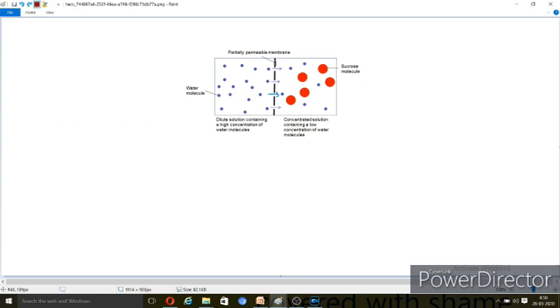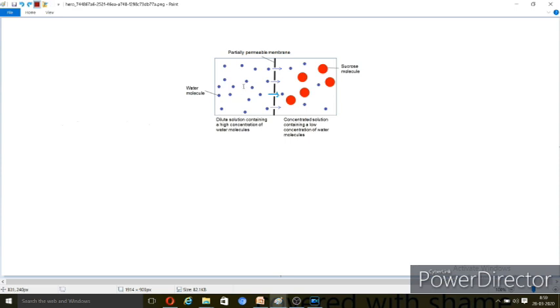Now these two liquids are separated by a semi-permeable membrane, or you can say a partially permeable membrane. A semi-permeable membrane is selectively permeable. It will allow the entry of only some molecules, and other than those molecules it will not allow entry. So here we have taken water.